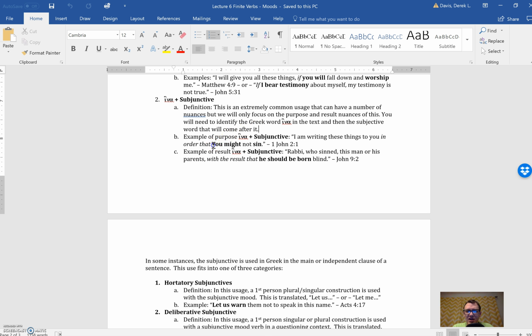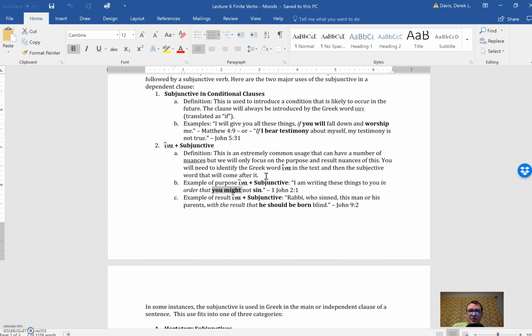Notice there the subjunctive is often translated "you might" or "you may." So this is happening in order that this might be the case. So it's not necessarily going to be the case, but this part A is happening to try to cause part B, but there's no guarantee. Hence, it's subjunctive, because we don't know if it's going to actually be the case. Okay, and then for the result: Rabbi, who sinned, this man or his parents, with the result that he should be born blind? So this is a slight variation. It'll be the same Greek construction, so you'll just have to decide which one of these two ways you think it's functioning. All right.